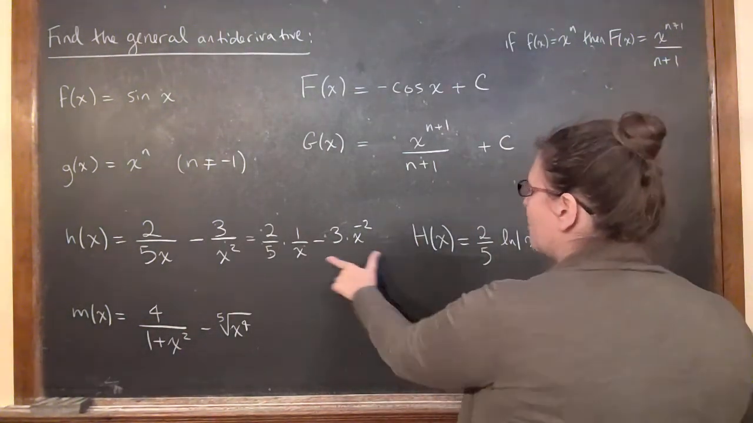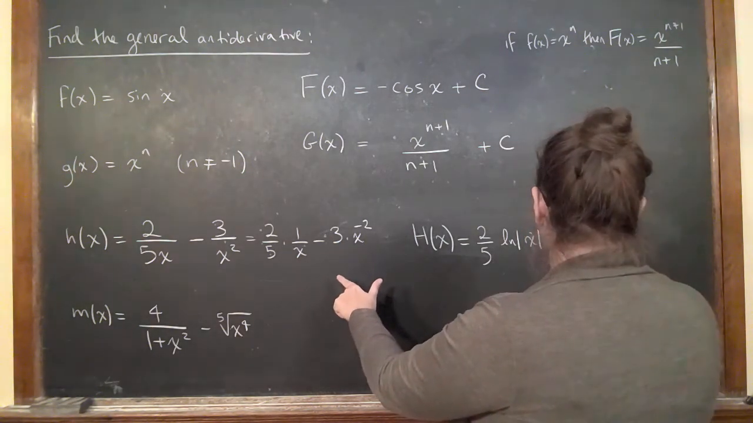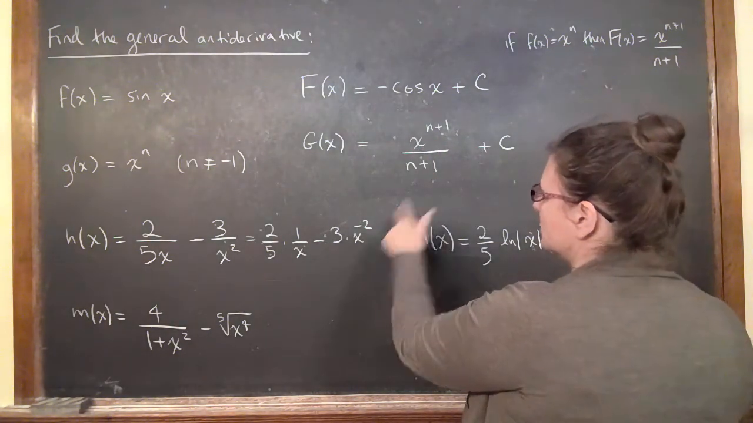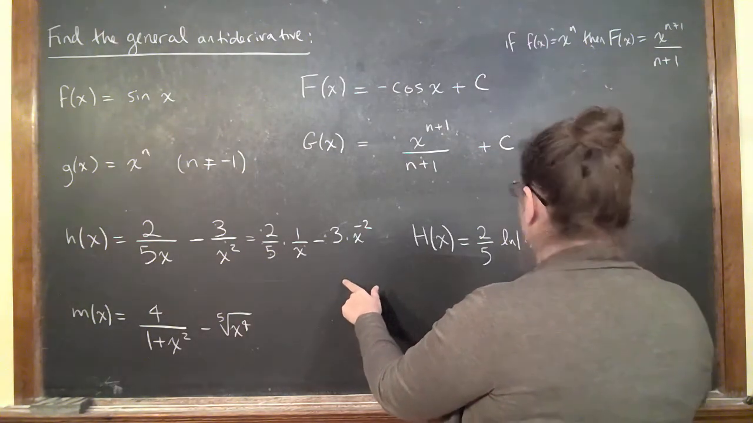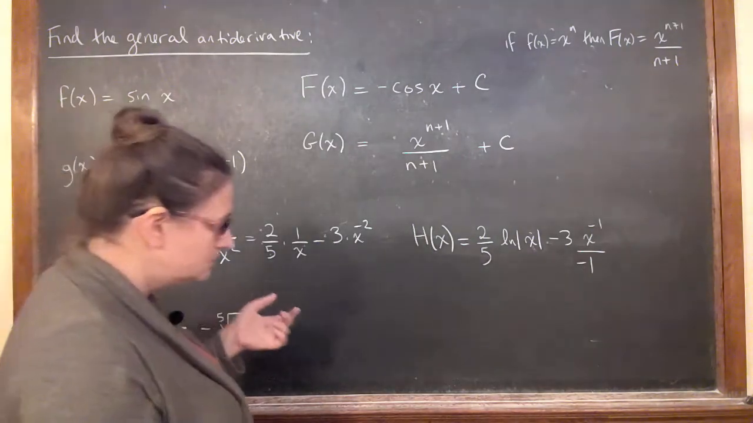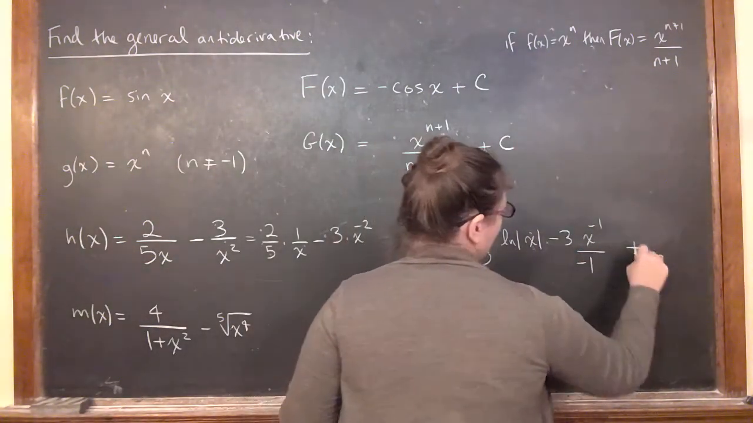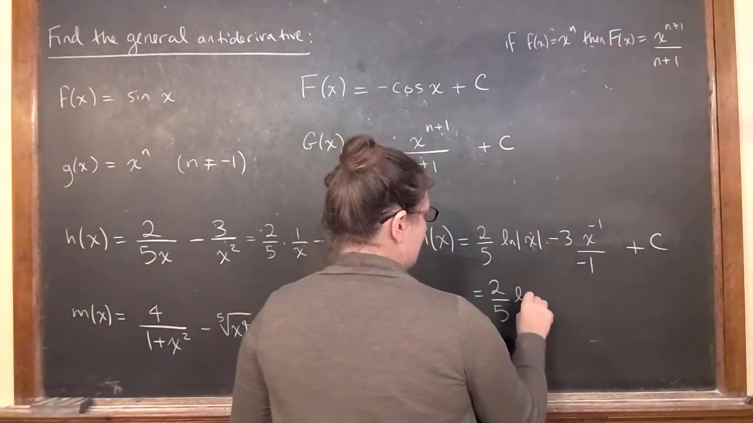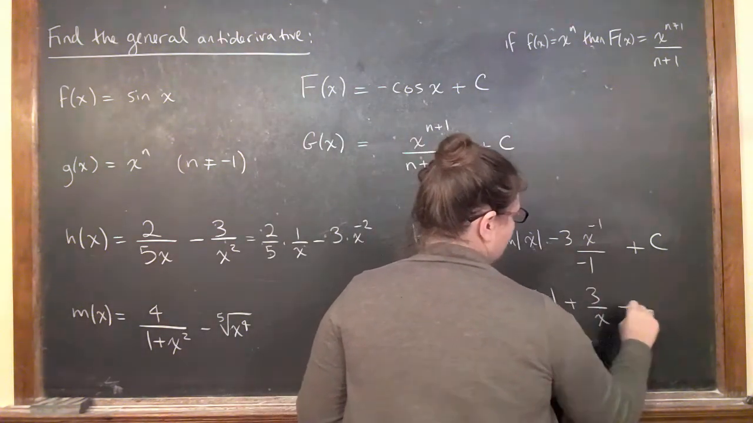Now what about this one? This one, I'm exactly of this form. So I can just use this form, right? This would be x to the minus 1 over minus 1, because n is negative 2. So this one cancels that. So I can write, forgot my plus c. So if I just clean this up a little, plus 3 over x plus c.